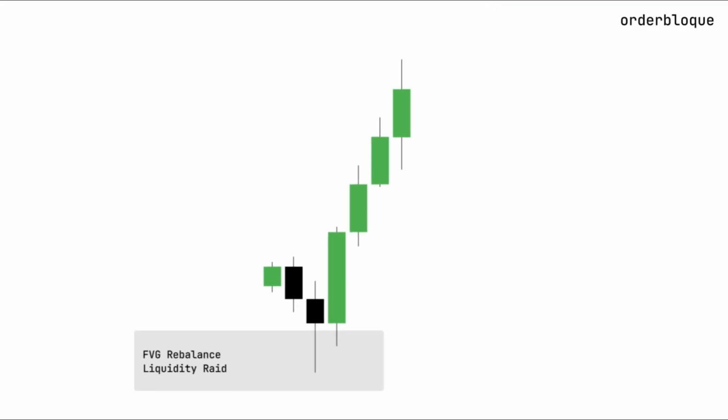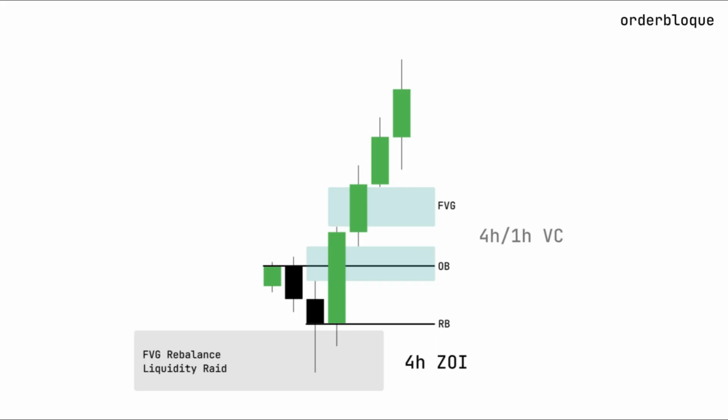As discussed earlier, this is done through the formation of an order block, rejection block, or fair value gap on the same time frame as the zone itself, or on a lower time frame. For example, if the initial zone is on the 4-hour chart, the volume confirmation should also be on the 4-hour chart or on the 1-hour chart. I hope this is clear and that you've already grasped this concept well.